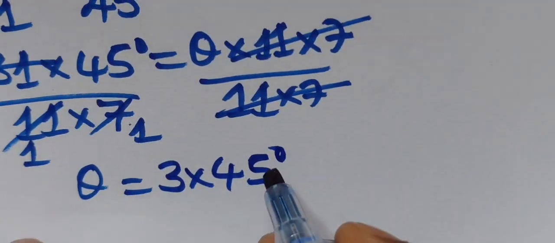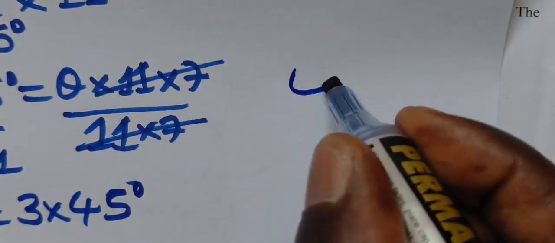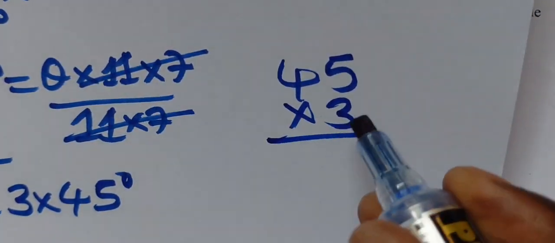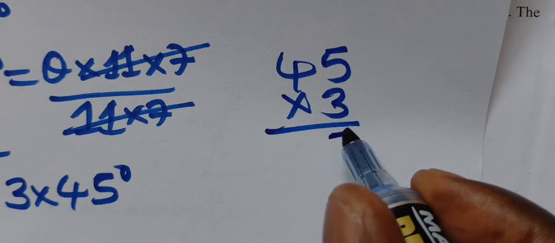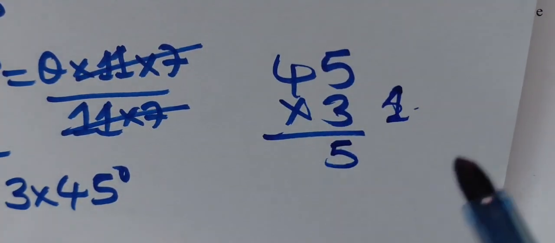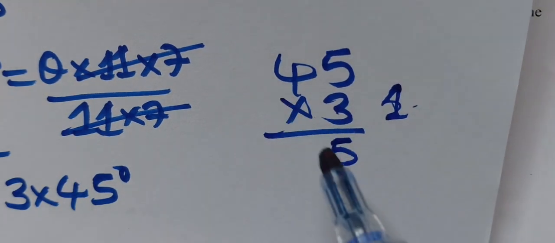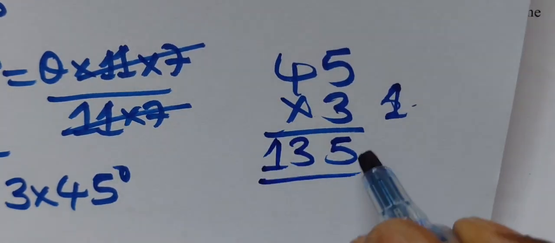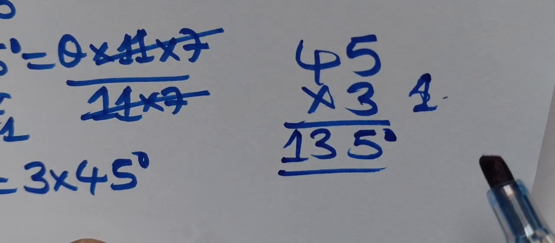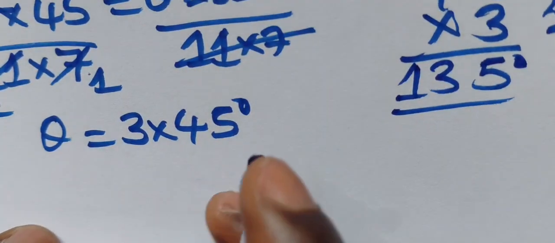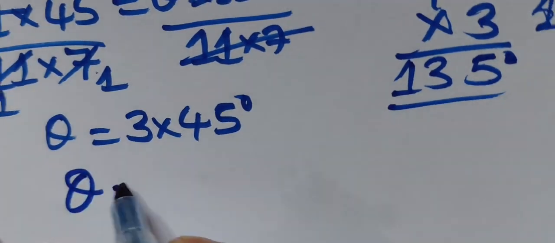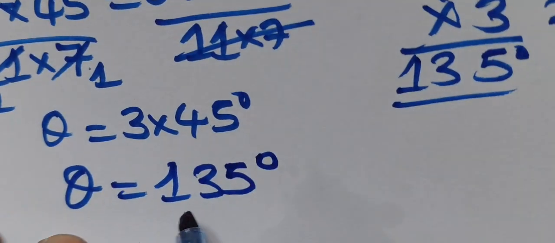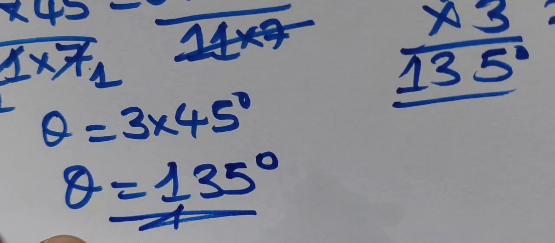This one gives us, if you multiply 45 times 3, 3 times 5 gives 15, so we write 5 carry 1. Then 3 times 4 gives 12, plus 1 gives 13. So we are getting 135 degrees for the multiplication. So then this will mean that our theta is equal to 135 degrees. And this here is the angle for the sector.